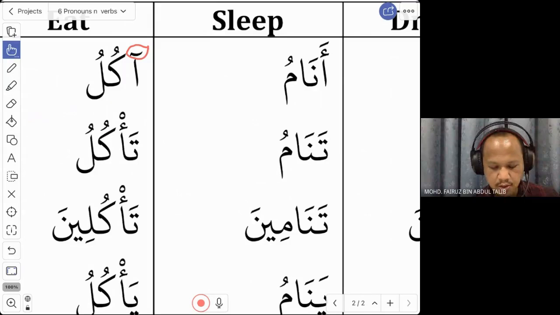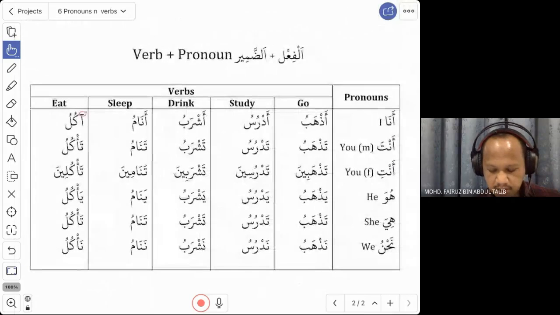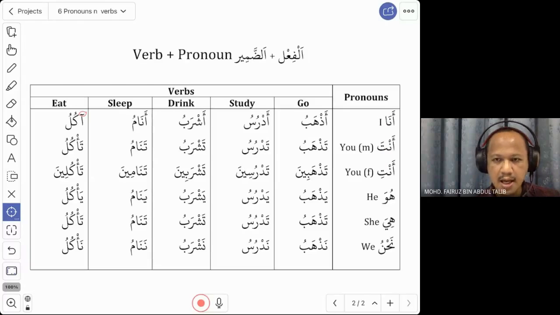Akulu. Yes. Or you can say akul. Good. We combine with the word ana just now. So we say ana akul. Right? So these are the six verbs that we learned today. Azhab, I go. Adrus, I study. Ashrab, I drink. Anam, I sleep. And akul, I eat. All right? Okay. Any questions so far for the first one?